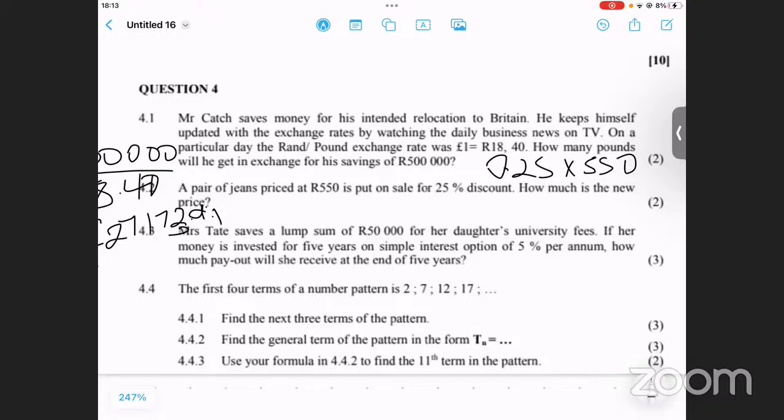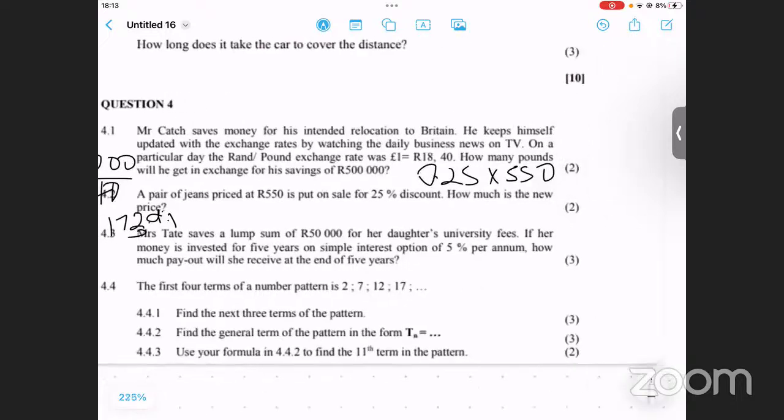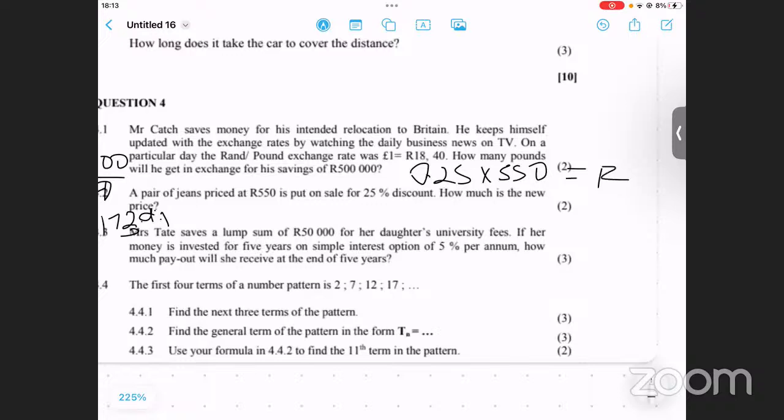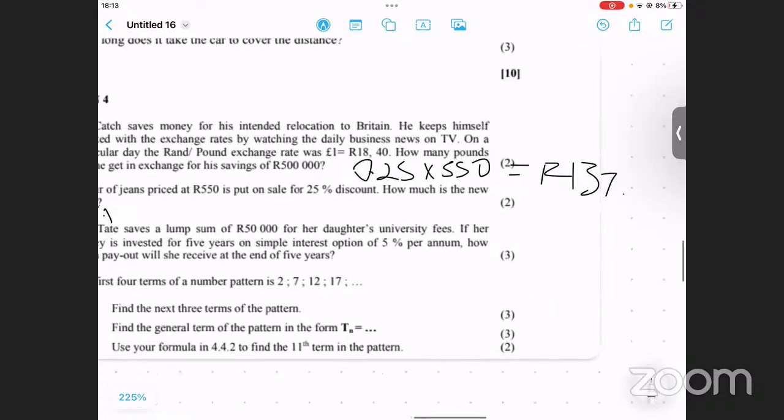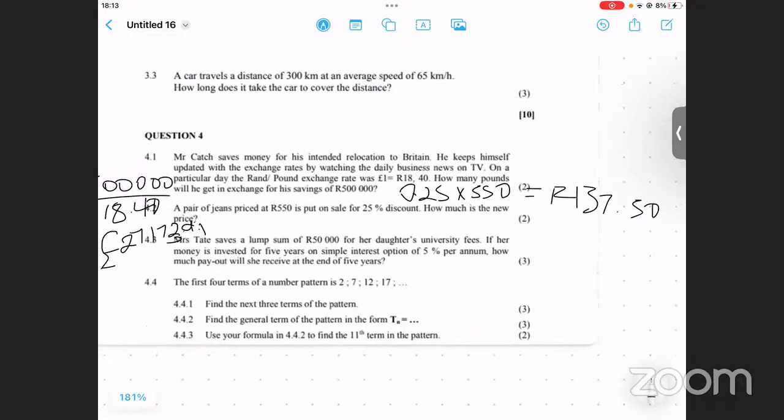Ma'am, our answer will be 137% — I mean, discount. 137. But the question says, how much is the new price? The new price is going to be 137.5 rand. You say 137,50. Okay. Yes, ma'am.